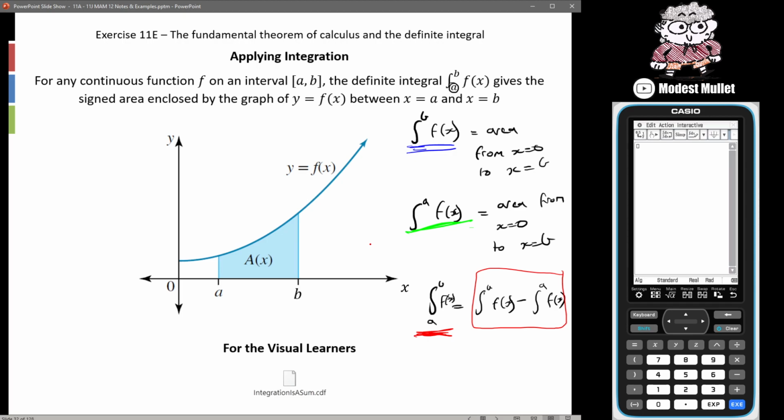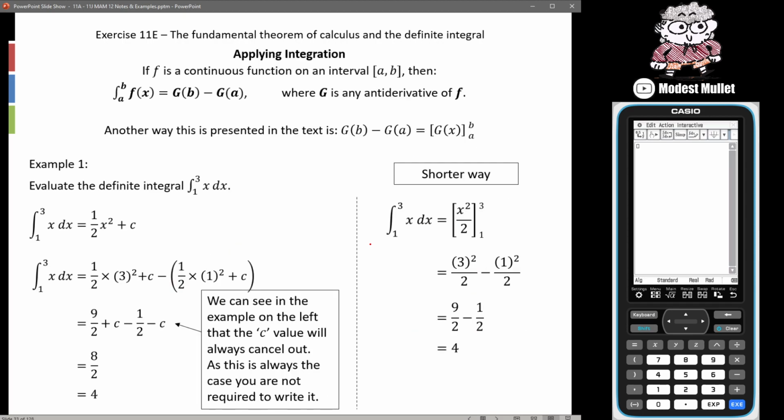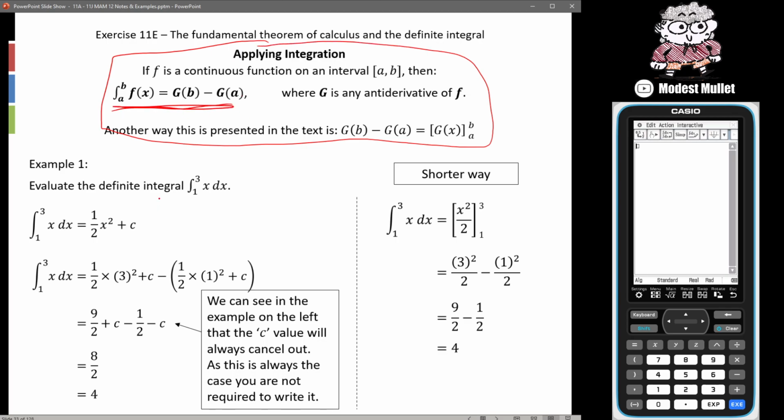But yeah, so let's do an example. Okay, what is the area? And here, this is just a reminder of the fundamental theorem of calculus, this line here. Okay, let's look at this example 1. Evaluate the definite integral from 1 to 3 of x dx.